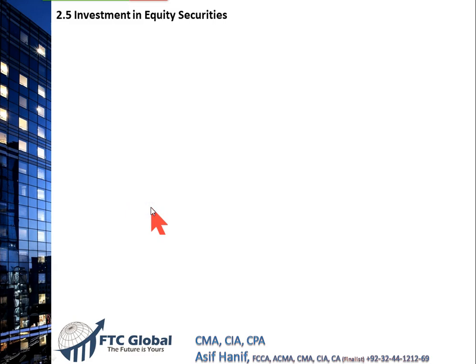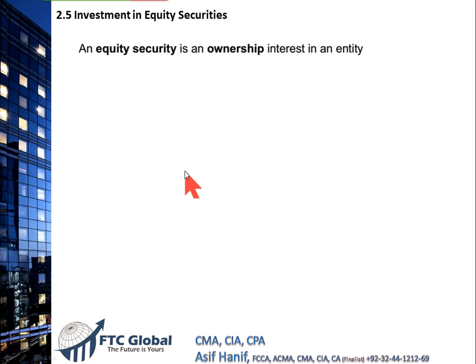Next topic is 2.5, investment in equity securities. When we say investment in equity security, it means an ownership interest in an entity. That ownership interest could either be in the form of common stock, which you call the ordinary stock. It could be in the form of preferred stock, right? Or it could be in the form of warrants and call options.